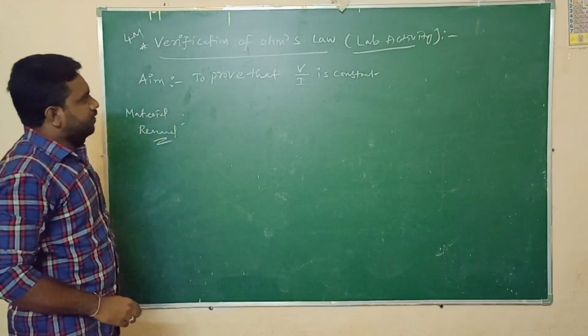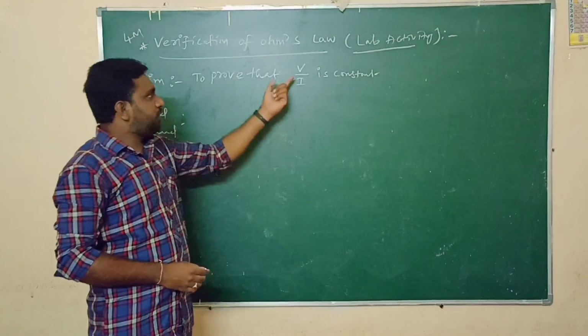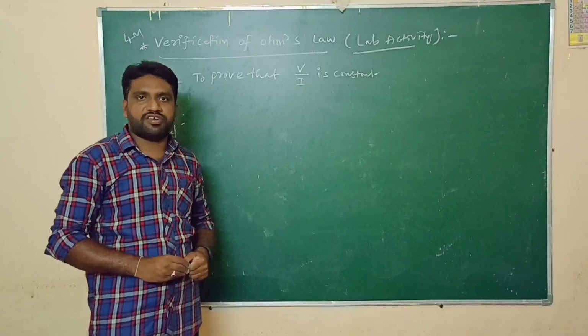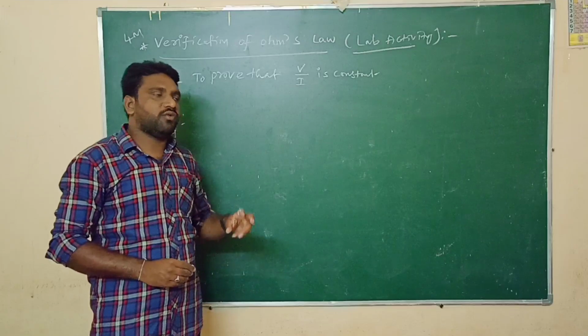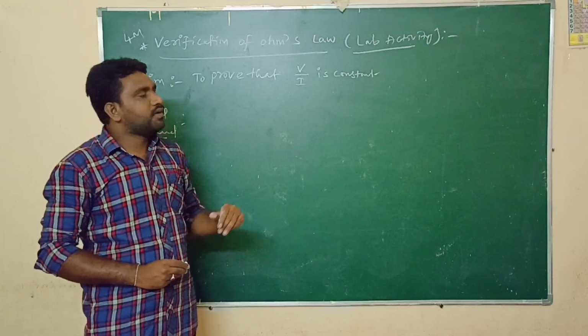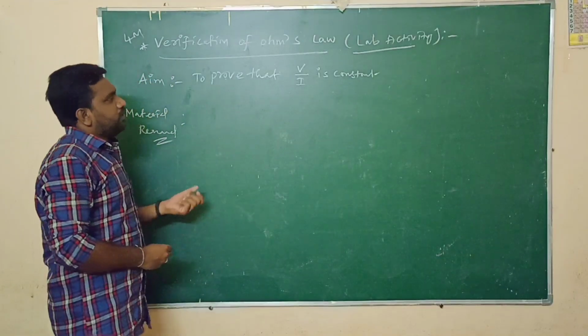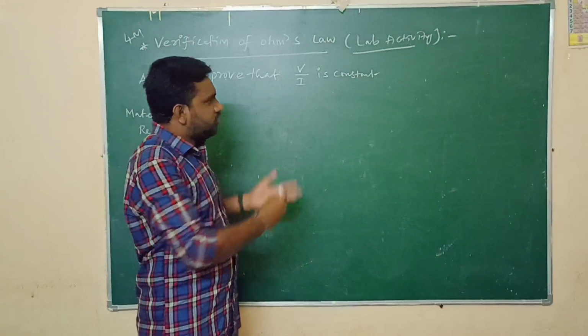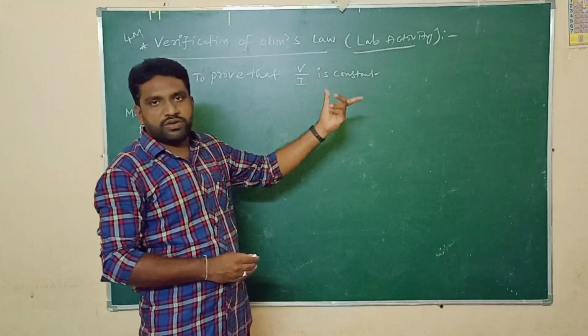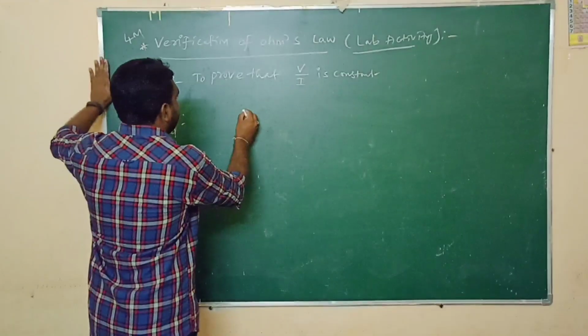What materials do we need to prove that the ratio between potential difference and current remains constant? One more thing you should remember here: we can verify Ohm's law only in the case of conductors. For that sake, we require some materials. I am going to show these materials with the help of the circuit diagram. So this is a circuit diagram here.